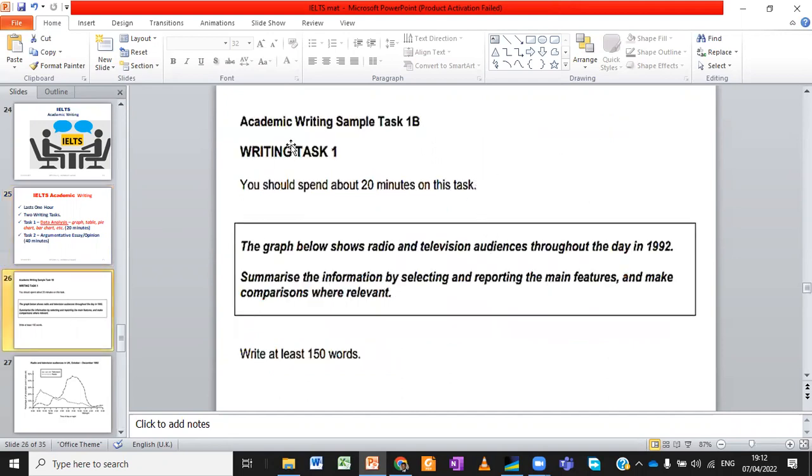Now, this is a sample of the question. You should spend about 20 minutes on this task. The graph below shows radio and television audiences throughout the day in 1992. Summarize the information by selecting and reporting the main features and make comparisons where relevant. Write at least 150 words. What they're actually trying to tell you is that you should be brief.